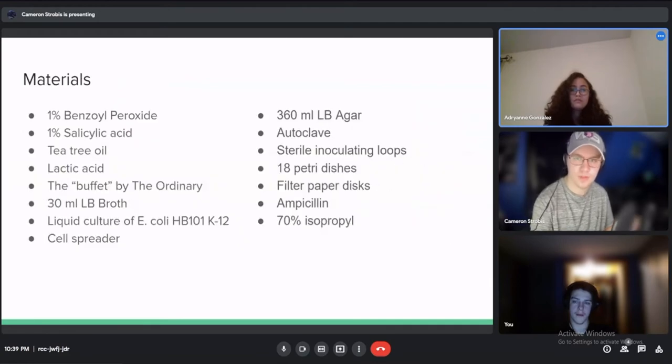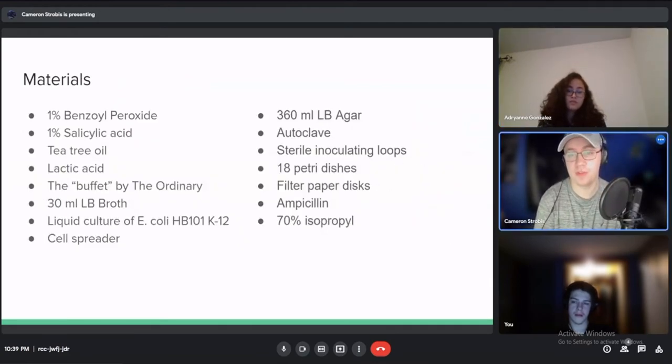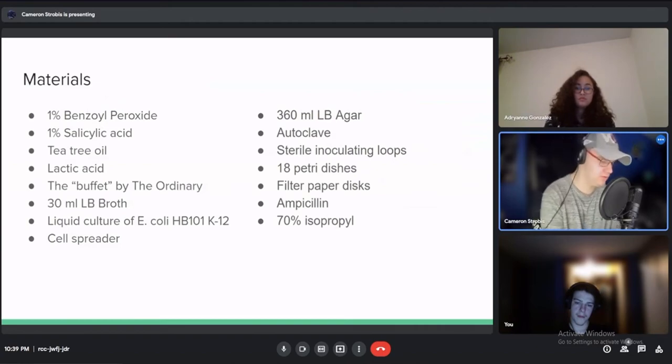So our materials that we used in this project were 1% benzoyl peroxide, 1% salicylic acid, tea tree oil, lactic acid, the Buffet by the Ordinary, 30 milliliters of LB broth, liquid culture of E. coli. The specific E. coli we used was HB101K12. We had a cell spreader, 360 milliliters of LB agar, an autoclave, sterile inoculating loops, 18 petri dishes, filter paper discs, ampicillin, and 70% isopropyl alcohol.